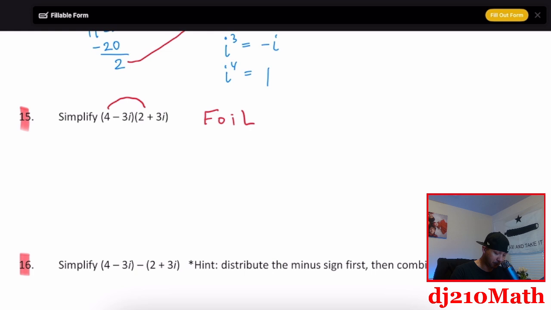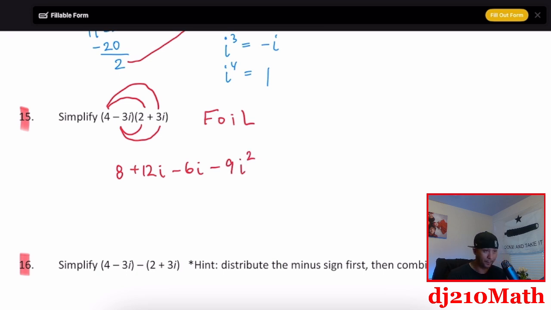4 times 2, 8. 4 times 3, 12i. -3 times 2, -6i. And then -3i times 3i is going to be negative. 3 times 3 is 9. i times i is i squared. So the two things here: combine like terms and then account for i squared.